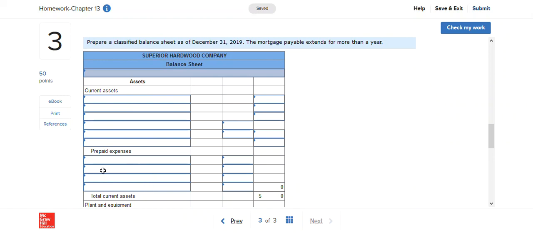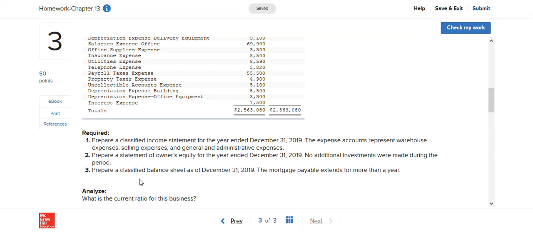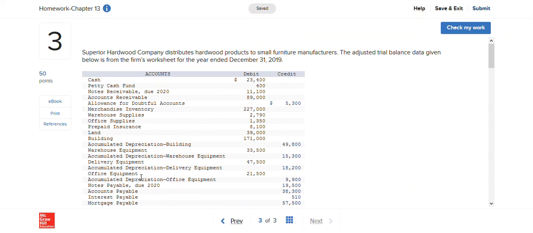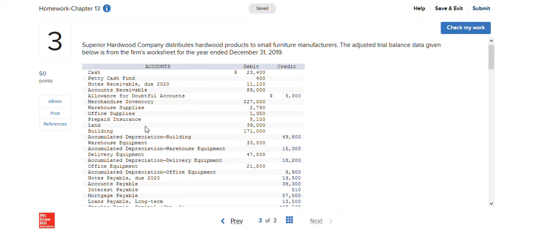The one thing that usually trips students up is these prepaid expenses. I think there's 3 in here. Obviously, prepaid insurance is a prepaid expense. But these supplies, they consider a prepaid expense. So warehouse supplies and office supplies also go in that prepaid expense category.